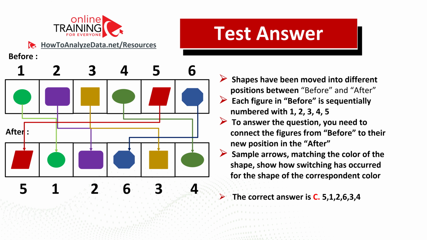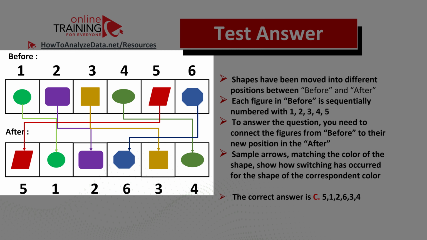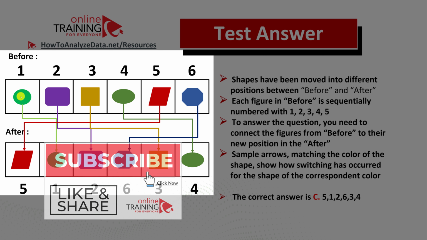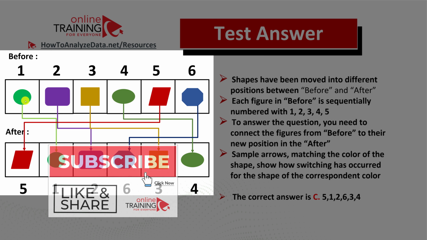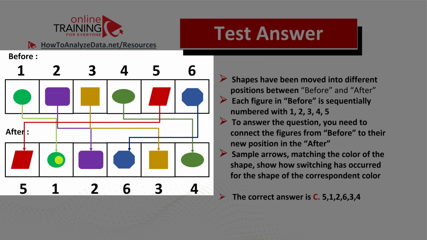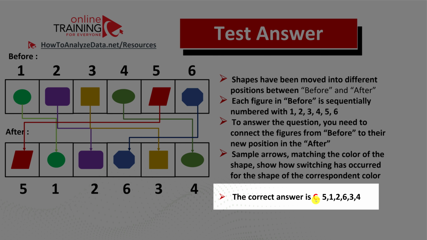The best way to solve this challenge is to trace the object from its old position to the new position. For example, if you're looking at the green oval, it was in the position 1 before, and now it is in the position 2. If you trace all the objects, you will figure out that the previous positions were 1, 2, 3, 4, 5, 6, and the new positions are 5, 1, 2, 6, 3, 4. So the correct answer is choice C, 5, 1, 2, 6, 3, 4.